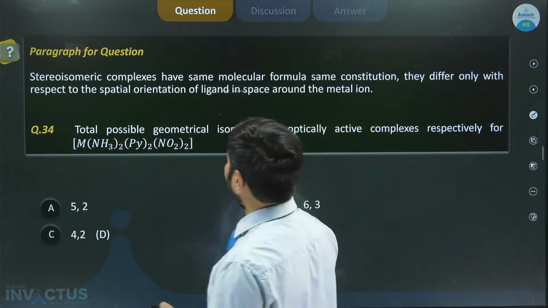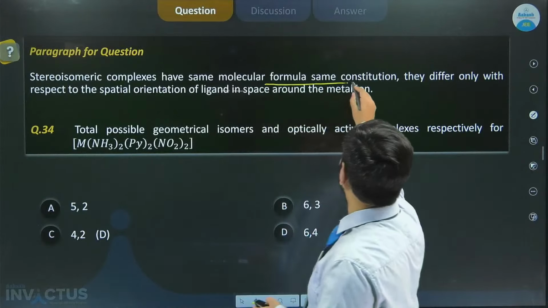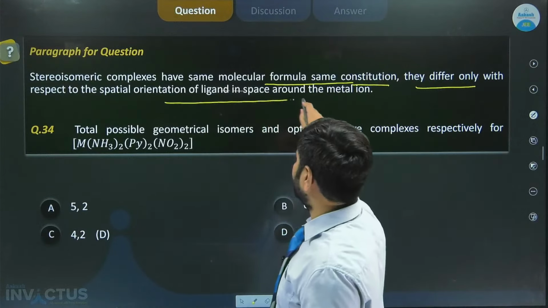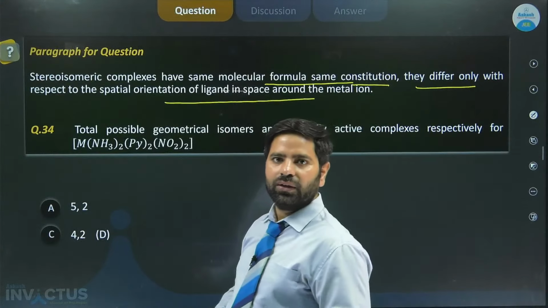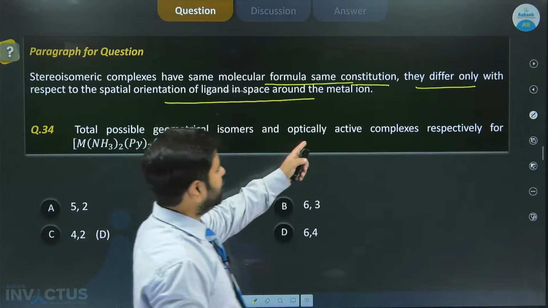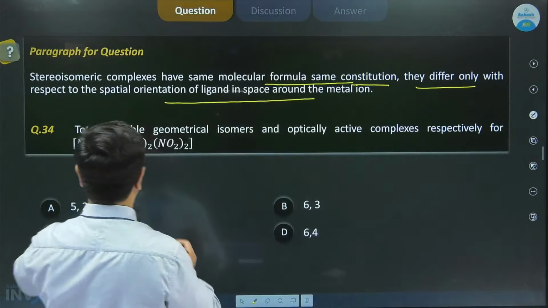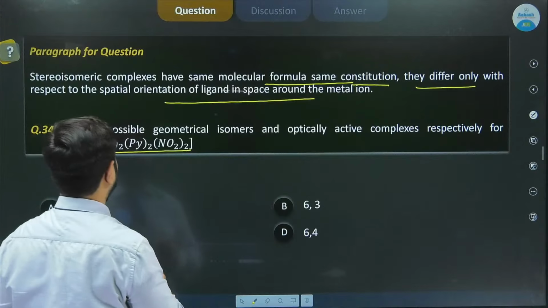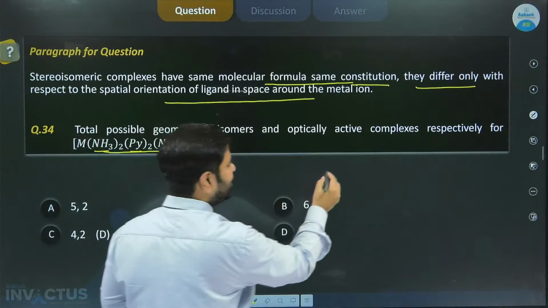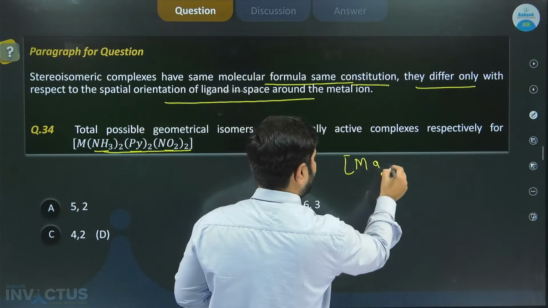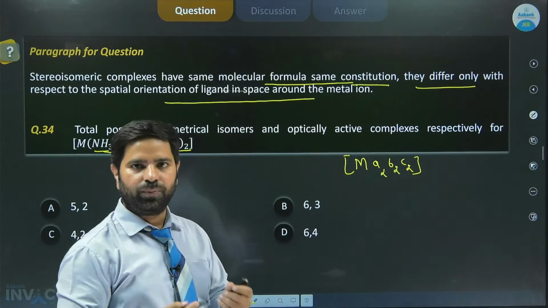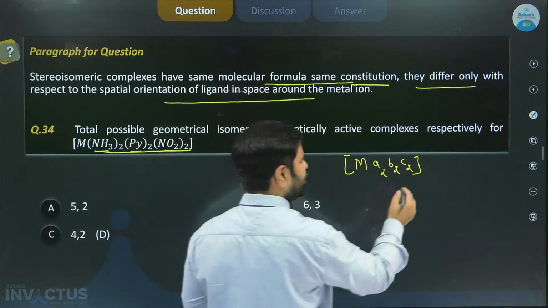Now, next question. Stereoisomeric complexes have the same molecular formula and same constitution, and differ only in the spatial orientation of ligands. That is geometrical isomers or optical isomers. Now, total possible geometrical isomers and optically active complexes respectively for this compound. These are monodentate ligands, so we can generalize this compound as Ma2b2c2. How many geometrical isomers would be formed here? It will have GI equal to 5.